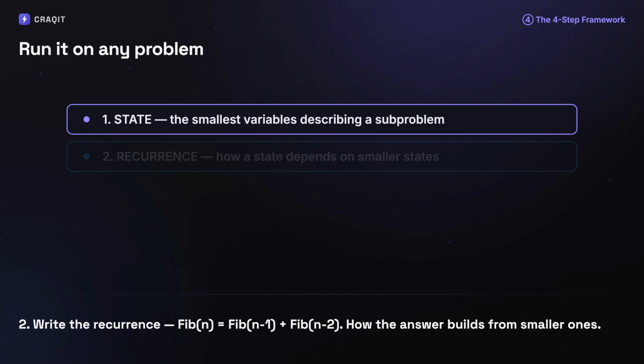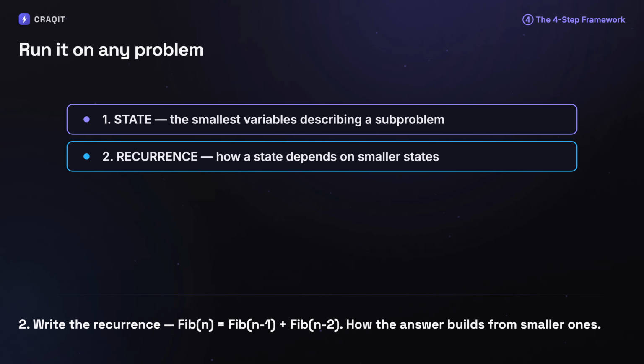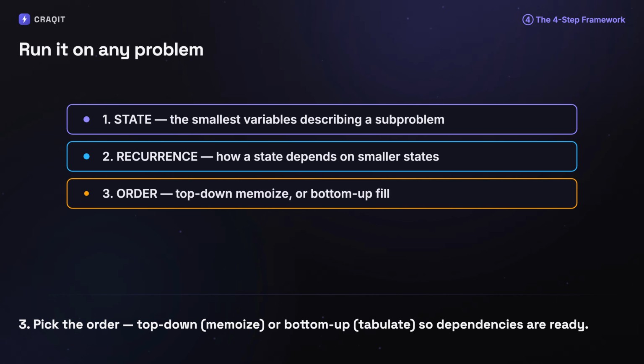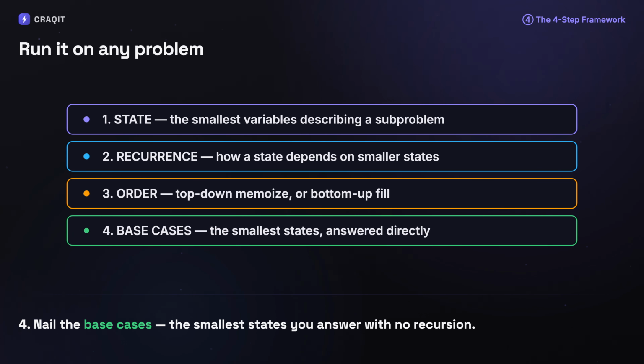2. Write the recurrence. How does the answer for one state depend on smaller states? Fib of n equals fib of n minus 1 plus fib of n minus 2. 3. Pick the order. Top-down with memoization, or bottom-up filling a table. Decide which direction makes the dependencies available when you need them. 4. Nail the base cases. The smallest states you can answer directly, with no recursion. That's the whole method. State, recurrence, order, base case.